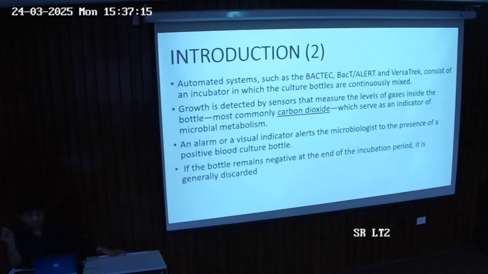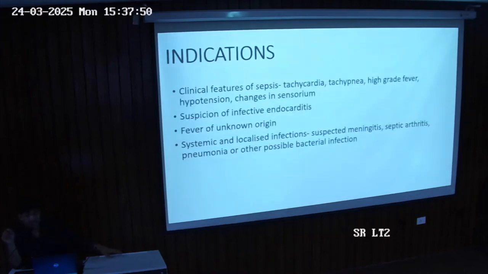Automated systems such as the BacT/Alert system are now introduced, an incubator in which culture bottles are continuously mixed and growth is detected by a sensor that measures the level of gases inside the bottle. That gas is carbon dioxide, which serves as an indicator of microbial metabolism. An alarm or some visual indicator alerts the microbiologists or the physicians to the presence of a positive blood culture bottle. If the blood remains negative even at the end of the incubation period, that is a negative blood culture.